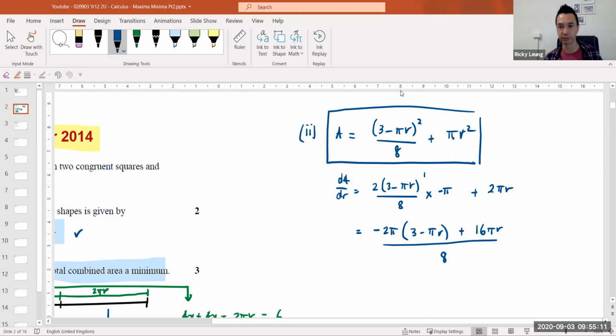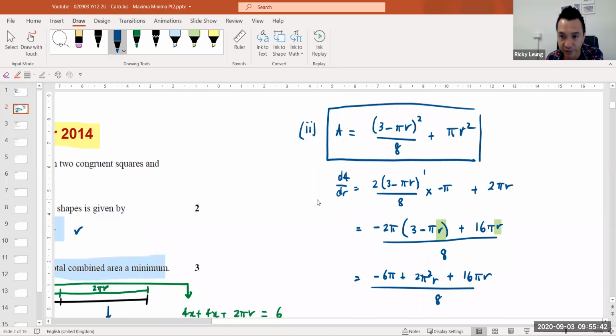Yep, so actually before I set that to 0, let's just clean up here. I can see the value of r there, which I am going to factorize. Just to clean up my algebra a bit, I got negative 6 pi plus 2 pi squared r, plus 16 pi r, all over 8.